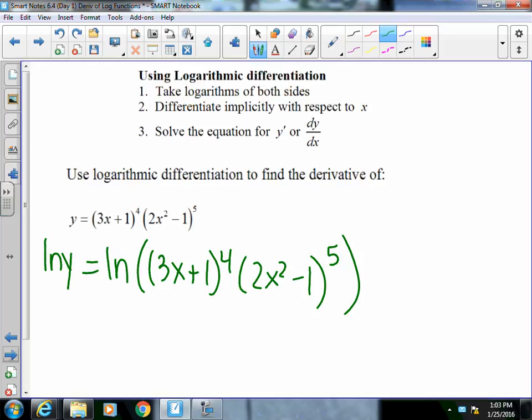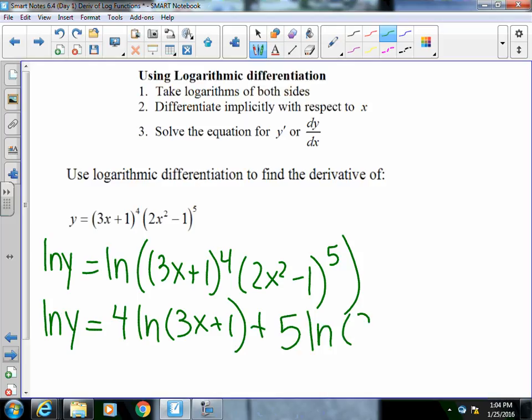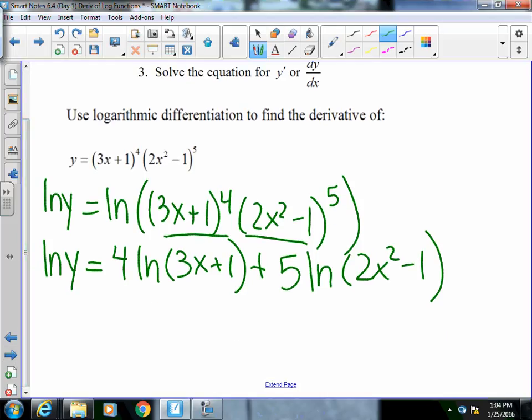Now, before we jump into the deriving, I'm going to split this logarithm up a little bit. Hopefully you'll follow me if I do this all in one step. We've got 4 ln of 3x plus 1 plus 5 ln of 2x squared minus 1. It's addition because our binomials were multiplied, and then those powers can be moved up front. So now we can derive. But keep in mind that we are deriving in terms of x.